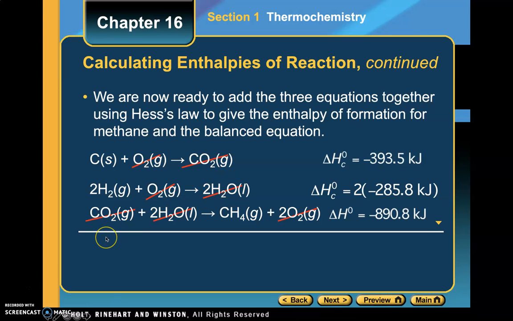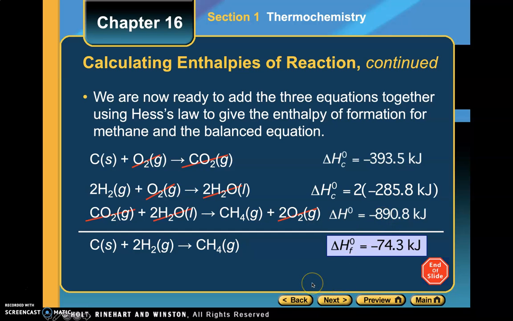And so now what are we left with after we've canceled all of those like species out? We're left with carbon plus 2 hydrogens yields some methane, right? That's all we have left after all of those 3 reactions have been added together and canceled. And so now what does that mean? That means now that we can go ahead and just total this up over here. And we should get our final answer there of negative 74.3 kilojoules total.